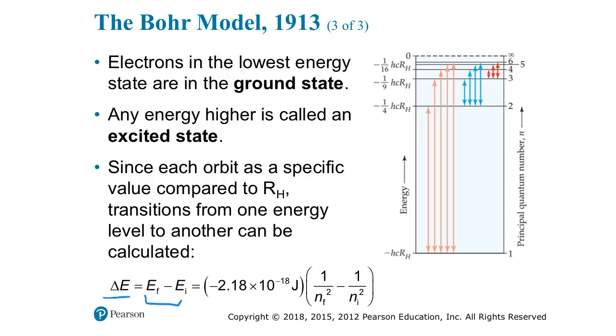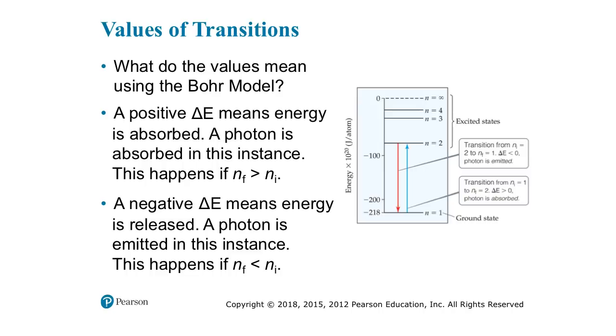Each energy can be written as a function of n: it's minus 2.18 times 10 to the minus 18 joules times 1 over the n value squared. So if you do your final state minus your initial state and do some arithmetic, delta E works out to be minus 2.18 times 10 to the minus 18 joules, times 1 divided by the final state squared minus 1 divided by the initial state squared. So let's use this equation on the slide after this to do a problem.